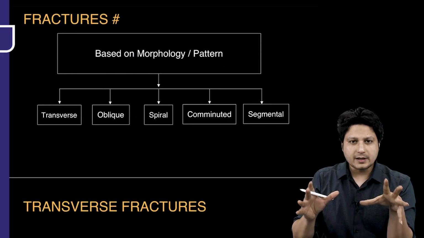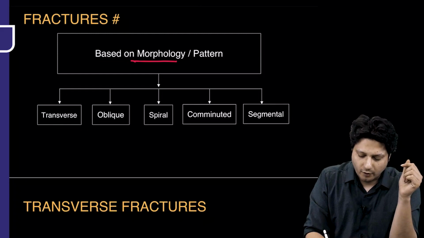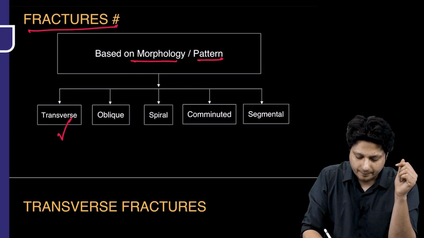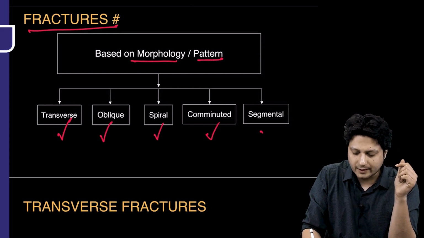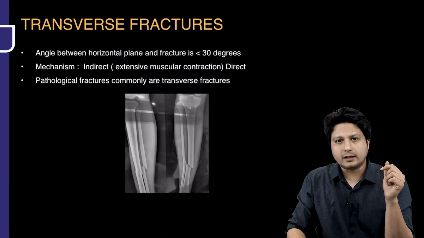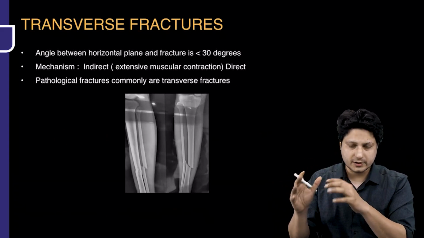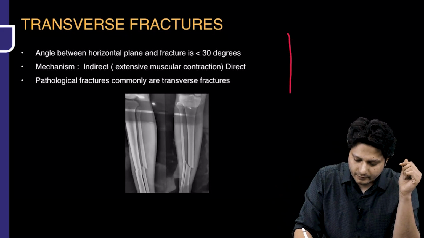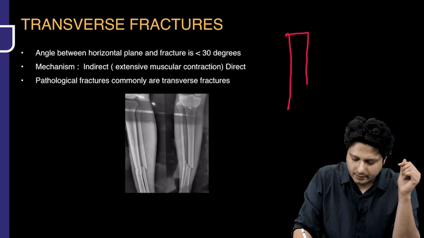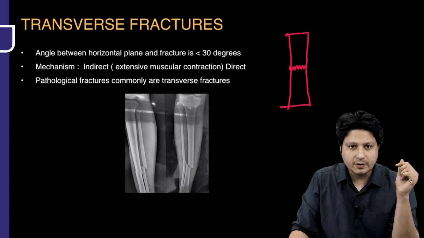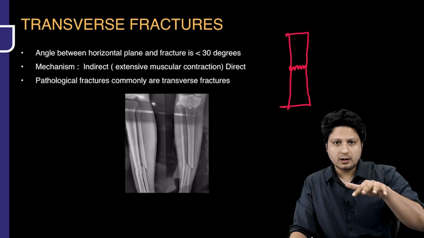So classically, based on the morphology or the patterns, the fracture can be classified into a transverse fracture, oblique fracture, spiral, comminuted, and a segmental fracture. And the first topic obviously is going to be a transverse fracture. Now, what is a transverse fracture? Just try to understand. Imagine this is a bone, all right? And this is the fracture line, which is almost horizontal.